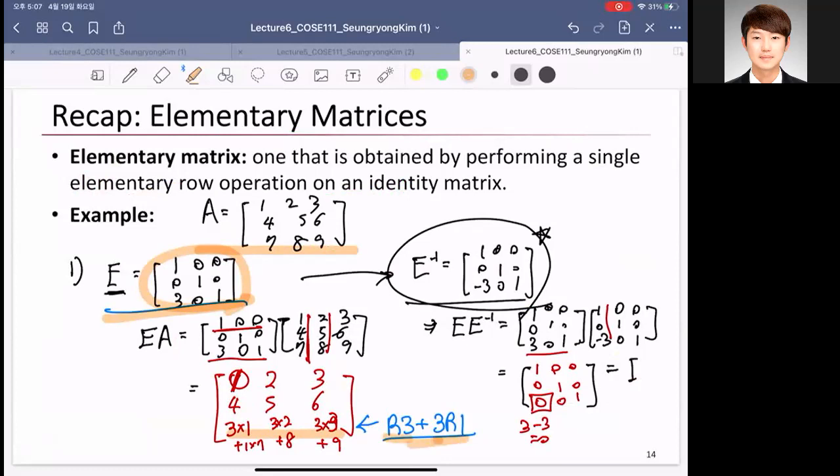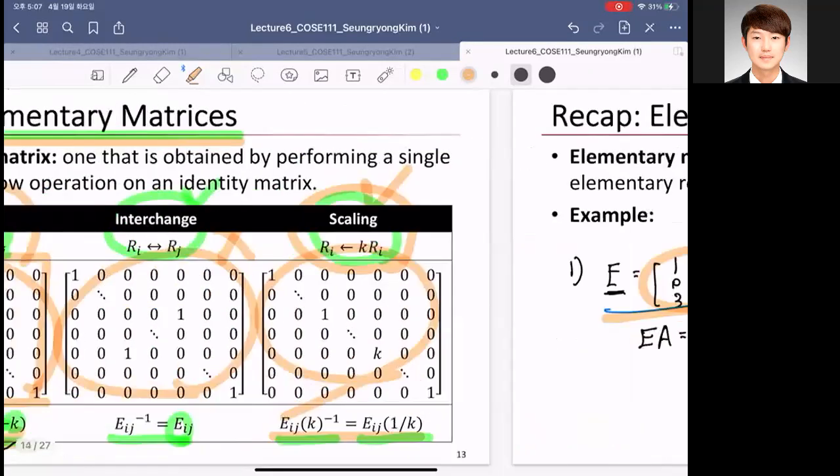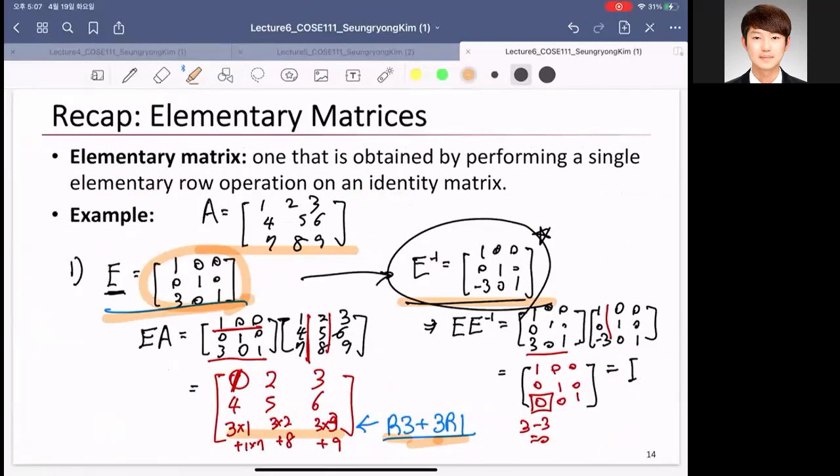Right? Similarly, the inverse of this matrix can be 1 0 -3, 0 1 0, 0 0 1 by the definition here. We did not prove this one, but we can easily prove it is correct because we can just compute E times E inverse, or E inverse times E, and it is going to be the identity matrix. So this is the correct inverse matrix. Anyway, we will use this one to derive LU factorization.